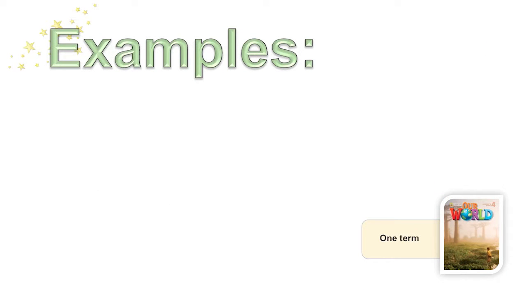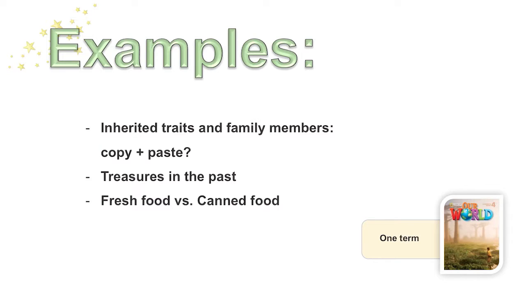And it is time for an example. Based on the main questions that we asked ourselves before, we identified a number of generative topics for the different terms through which we would need to go with 4th graders. These are inherited traits and family members, copy-paste, treasures in the past, fresh food versus canned food. We made an effort to make them sound appealing so that we can engage our beloved learners from the very beginning.